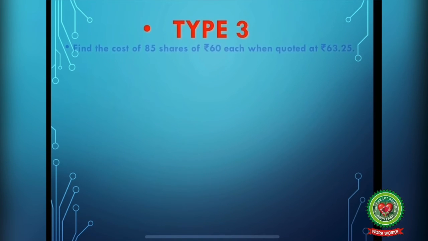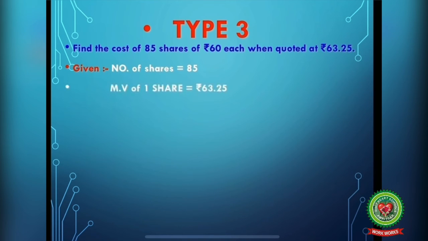Now students, let us discuss the next type. The next type is: find the cost of 85 shares of rupees 60 each when quoted at rupees 63.25. In this question, 85 shares is the number of shares. Rupees 60 each is the face value of one share. Quoted at rupees 63.25 is the market value of one share. Now we need to calculate the cost of these 85 shares. That means at what price we are going to buy these shares, that is, we need to calculate the total market value, the market value of 85 shares.